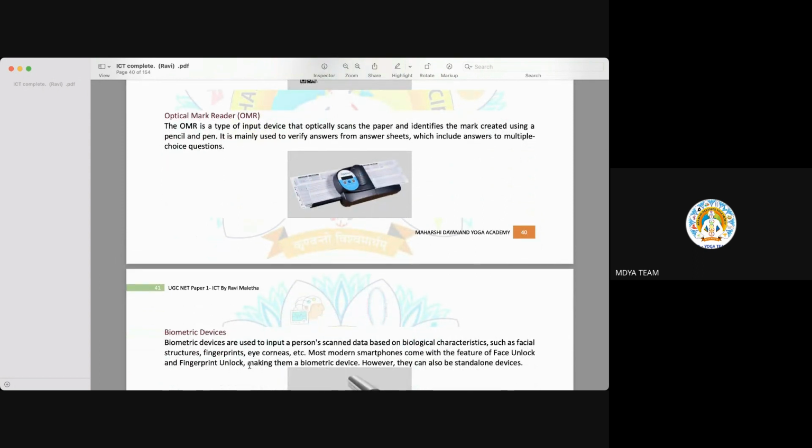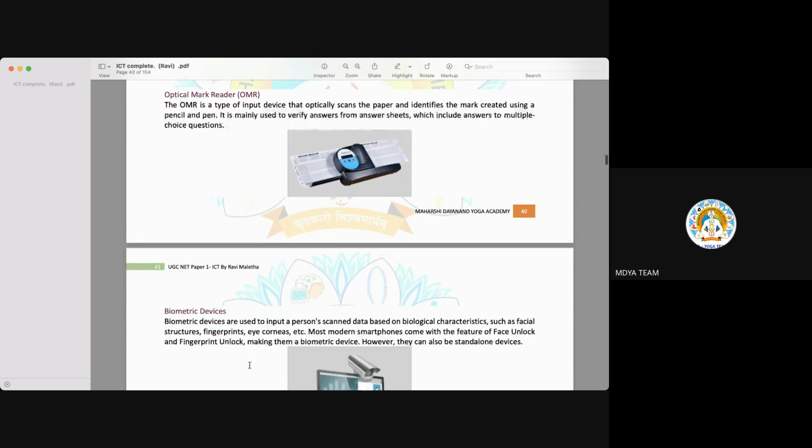Then OMR, which is the optical mark reader. You must be familiar with this type of reader, because you must have filled some OMR sheets earlier when giving some examination, some competitive examination. This reader only reads the marks, the circles made with either ink or pencil. It just checks that mark and verifies your answer from the answer sheet. Generally these are multiple choice questions.